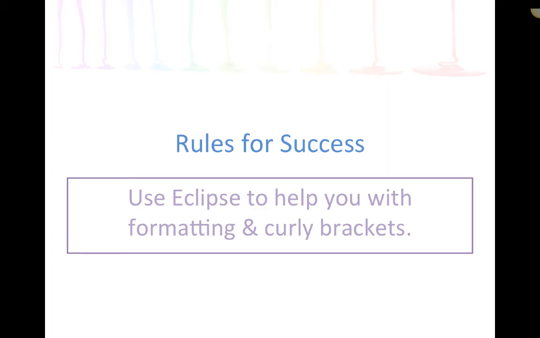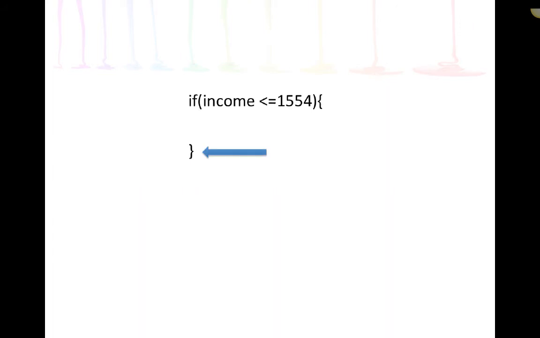Another tip is to let Eclipse help you with the formatting and the curly brackets. You'll notice whenever you type in an if statement with that opening and closing parenthesis, once you add in this curly bracket down here, Eclipse is automatically going to put that closing one down here on the next line. It's also going to, once you hit enter, indent your space in so that the conditions that you're going to have happen if this particular statement is true will show up indented in.